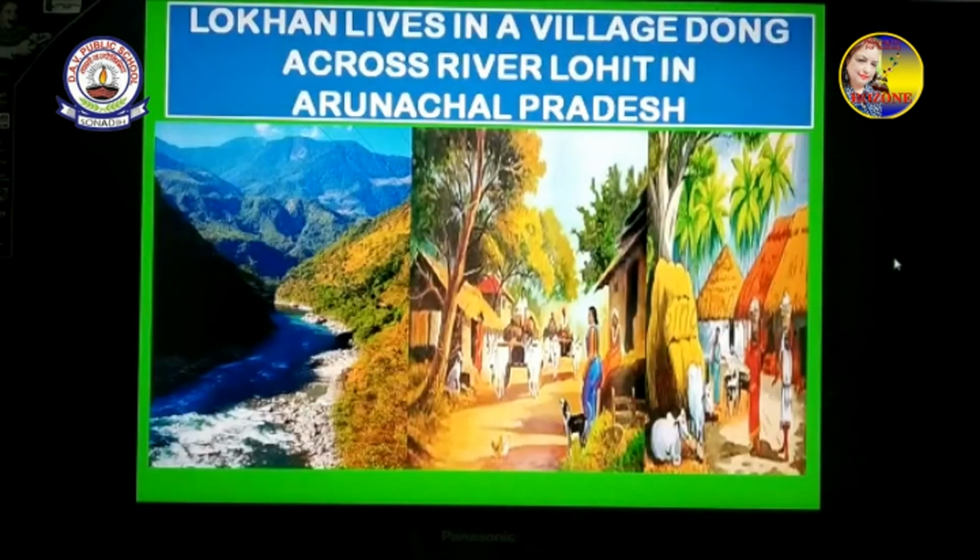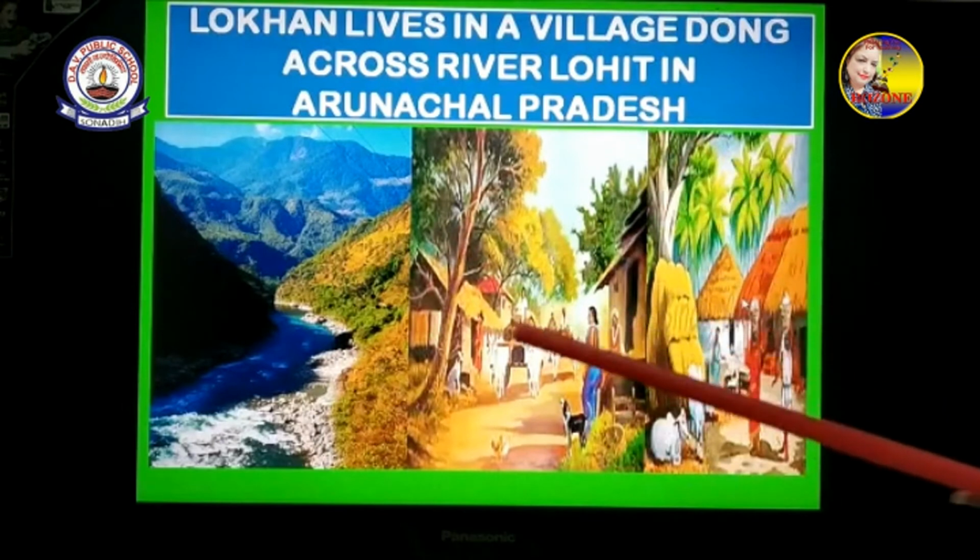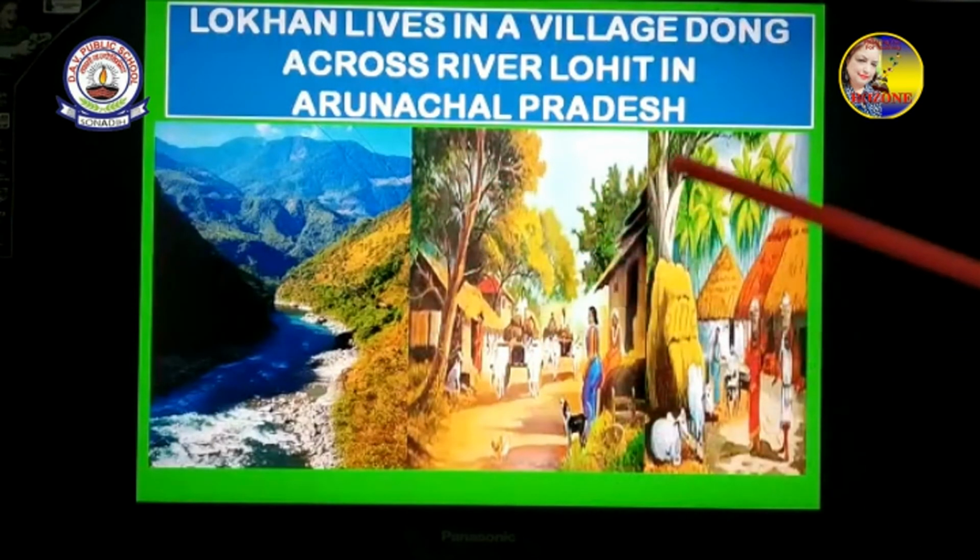Lokhan lives in the village Dong across river Lohit. There's a river, river Lohit in Arunachal Pradesh, between the hills. Everywhere it is hilly. Followed? And full of beautiful scenery you will find in this village, in this area in Arunachal Pradesh.